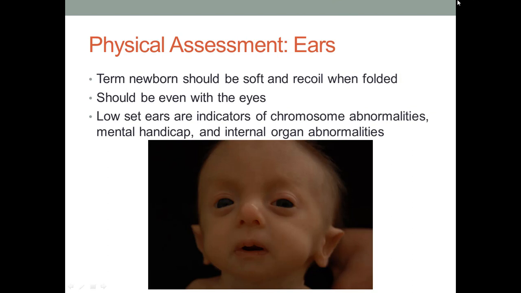Alright, on to the ears. We talked about how their ears should be soft and they should recoil when you fold them over on themselves. Their ears should actually be even with their eyes. As you can see in this picture, his ears are a lot lower than his eyes. You'd want them up here. I'm hoping you guys can see my mouse. But anytime these are lower than normal, they might indicate a problem with the baby's chromosomes, or a mental handicap, and sometimes even internal organ abnormalities.